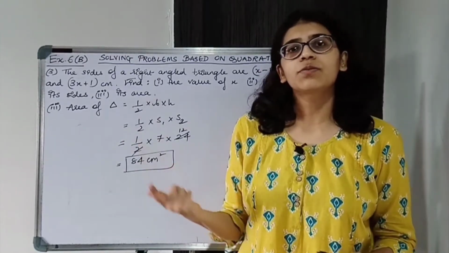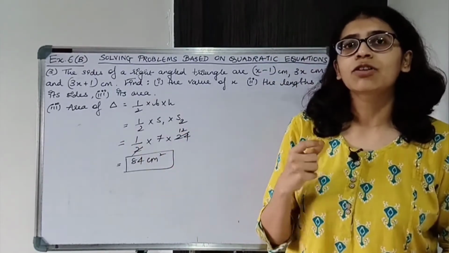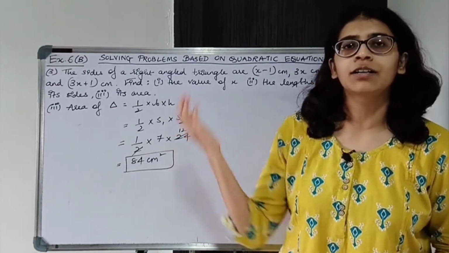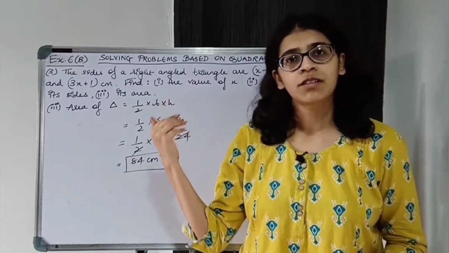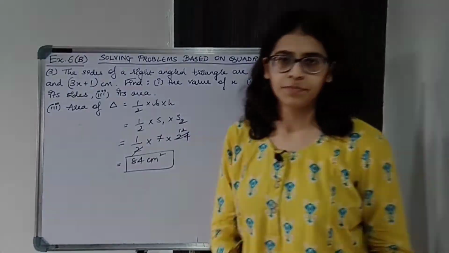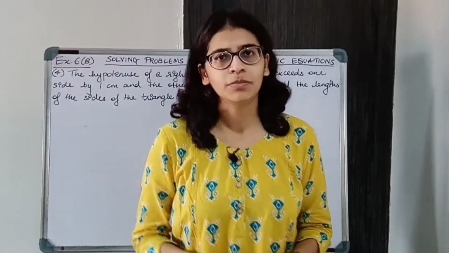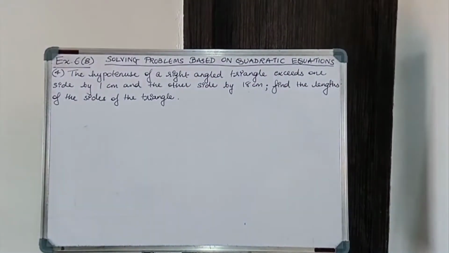And also for the previous one, just write down the lengths of the sides of the right angle triangle are 7 centimeter, 24 centimeter and 25 centimeter. So coming to question number 4. The hypotenuse of a right angle triangle exceeds one side by 1 centimeter and the other side by 18 centimeter. Find the lengths of the sides of the triangle.